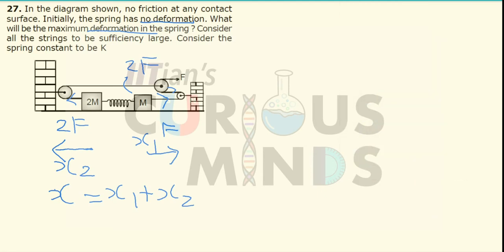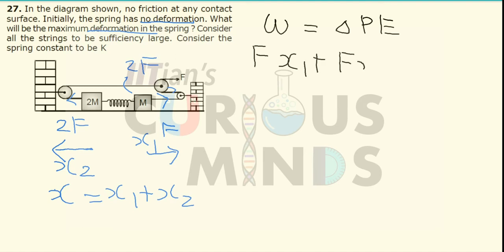Let us start solving this part. First of all, the work done will be equal to the change in the potential energy of the spring. The work done over here will be equal to force into displacement of the first one, which is F into x1, plus force into displacement of x2. The force in the second case is 2F, so 2F into x2 will be equal to the potential energy of the spring, which is half k x square. Let this be the first equation.